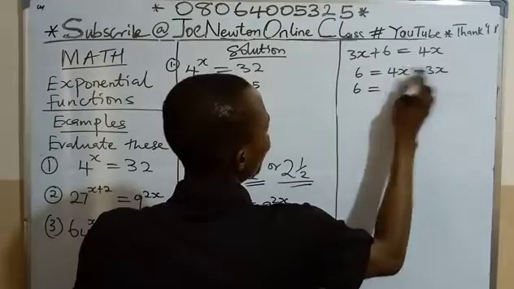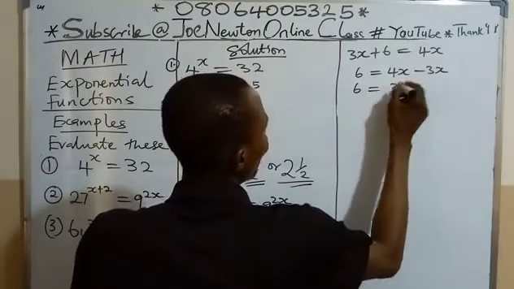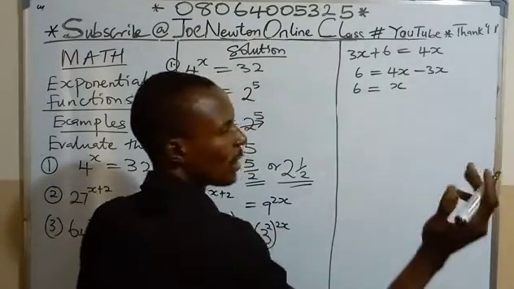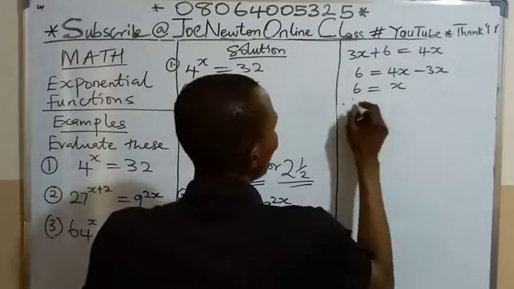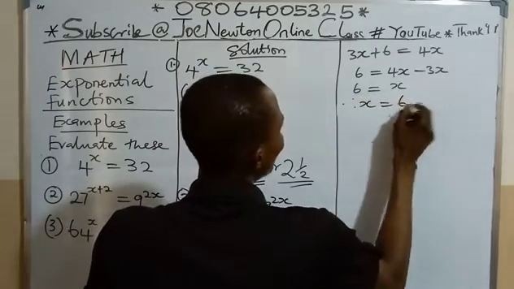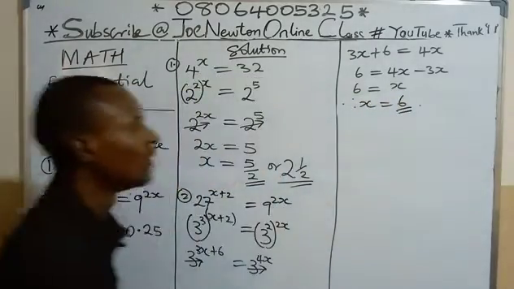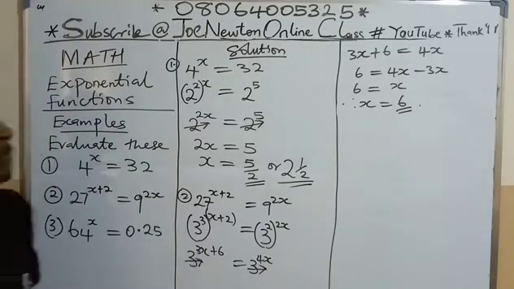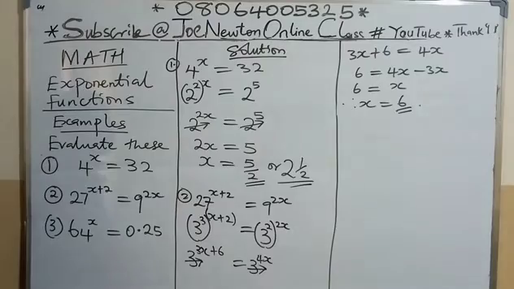6 equals 4x minus 3x is what? X. That 4 minus 3 is 1. That's 1x. Therefore, our x is equal to what? 6. Answer. So that is it. Then that one solved. So the unknown variable x is 6. Then let's look at number 3 question quickly.